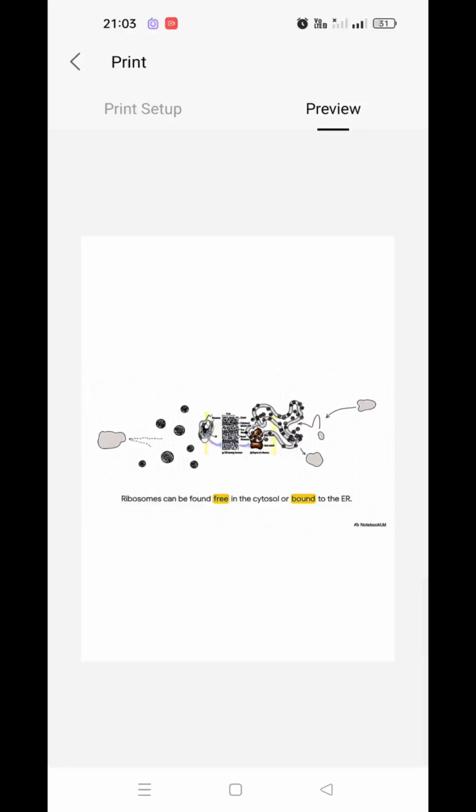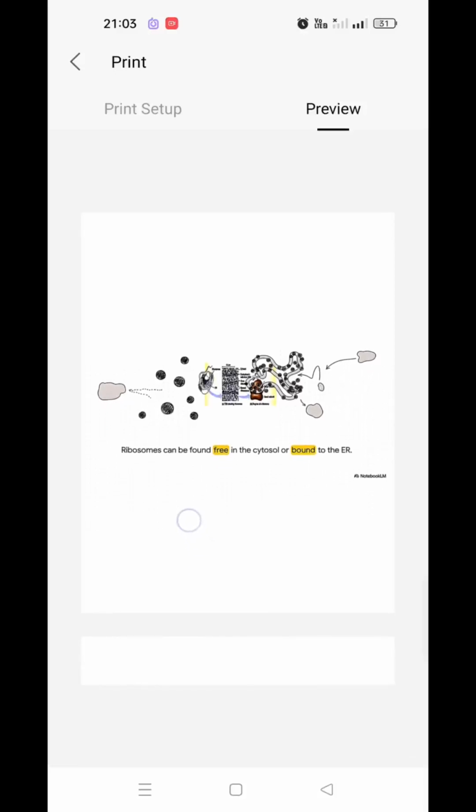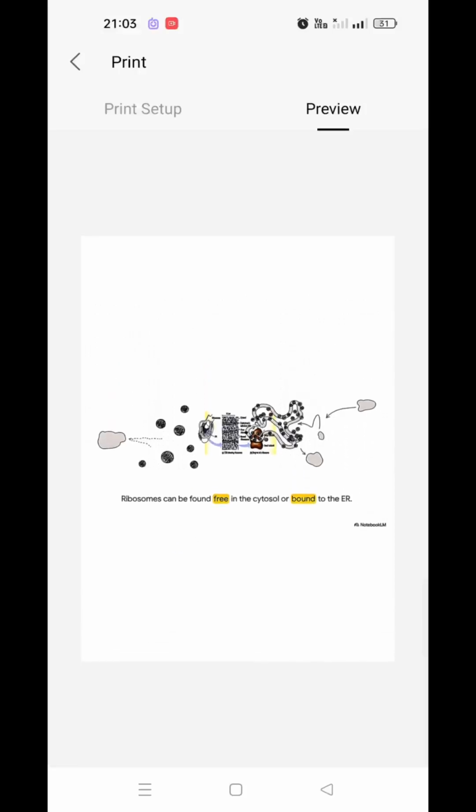These protein factories are found in two forms. First, in the free state or bound condition. The free condition is present inside the cytoplasm, and when these ribosomes bind with the endoplasmic reticulum, they form rough endoplasmic reticulum.